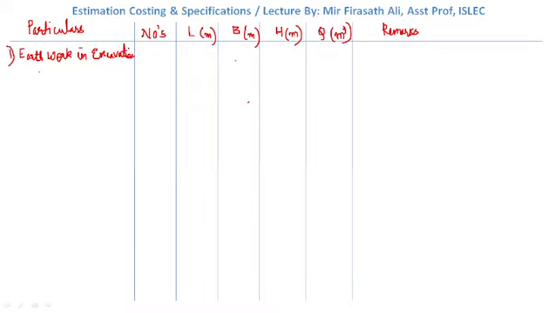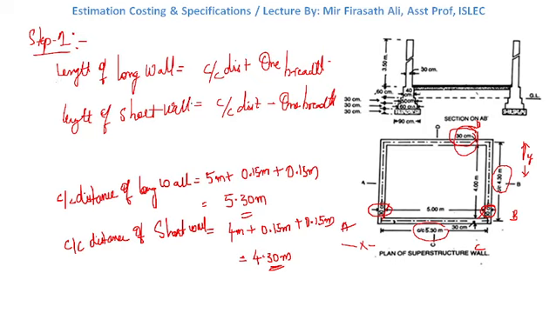Okay. So earthwork in foundations, we have long wall, we have short wall. How many long walls are there? Here we have 2 long walls in our figure. This is long wall 1. This is our long wall 2. This is short wall 1. This is short wall 2.